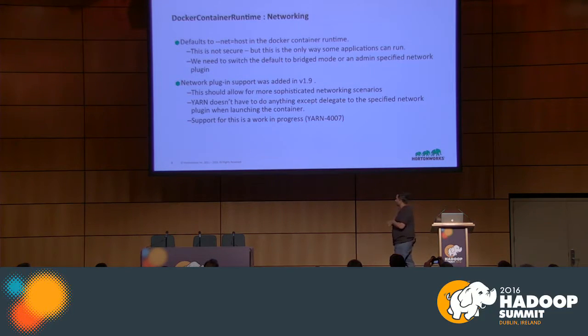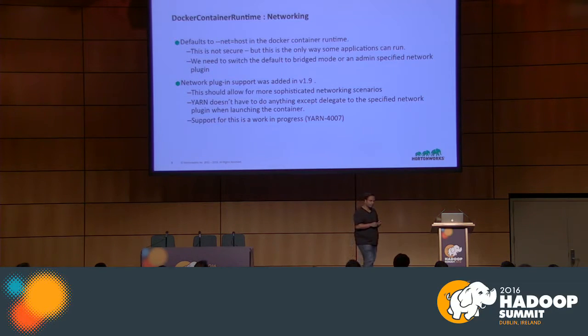Networking. There are some interesting things that are possible here, especially based on the new Docker network plugin support that was added. By default, we do net equal to host. Again, that has security implications. I think somebody was able to, from inside the container, because they were running net equal to host, actually reboot the host outside. So you have to use this with care. We have to switch this to bridge mode by default, or a networking plugin that an administrator could configure.